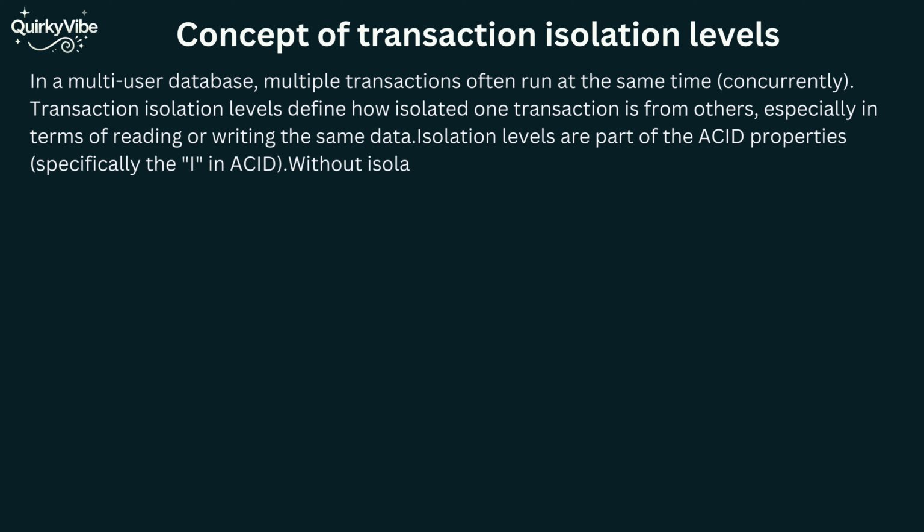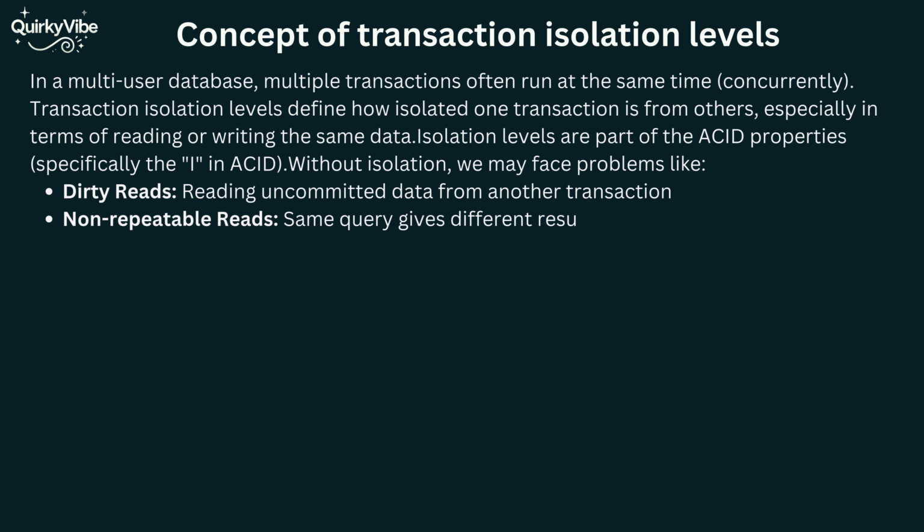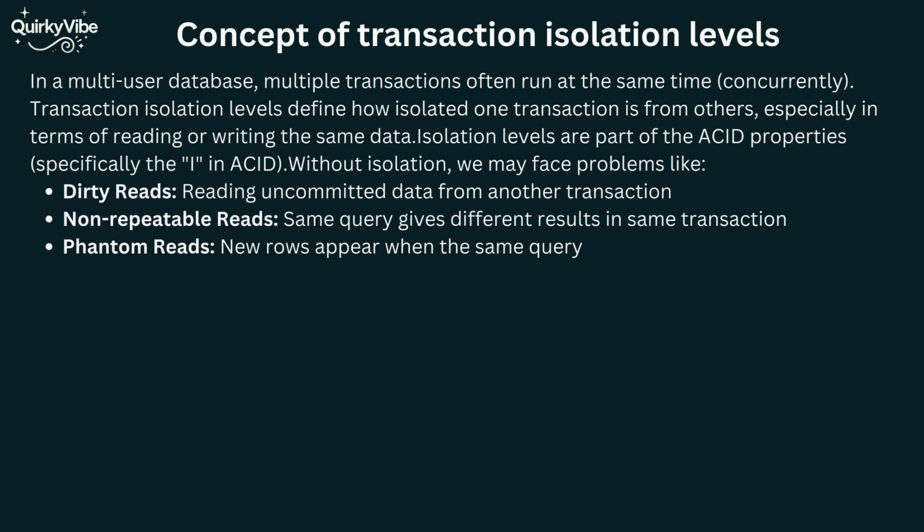Without isolation, we may face problems like dirty reads, reading uncommitted data from another transaction. Non-repeatable reads, same query gives different results in the same transaction. Phantom reads, new rows appear when the same query runs again.